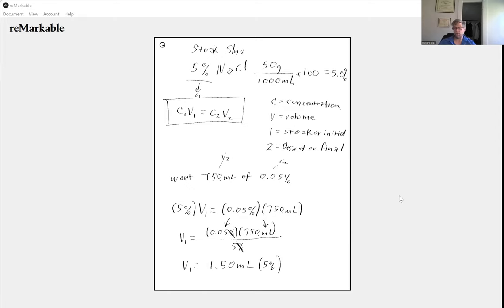Now, if you want, you can take it one step further. If you have a graduated cylinder, you just add water until it goes up to 750 and you're done. If you want, you can take 7.5 milliliters of your solution and add water. Well, how much water should you add? We need a total of 750, but 7.5 milliliters is our stock solution. So we will end up adding 742.5 milliliters of water.